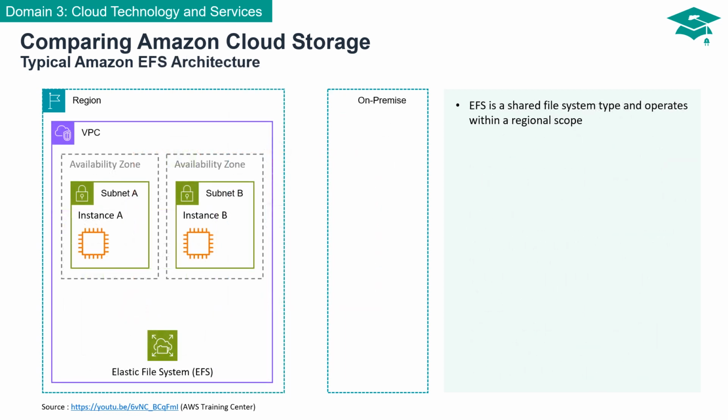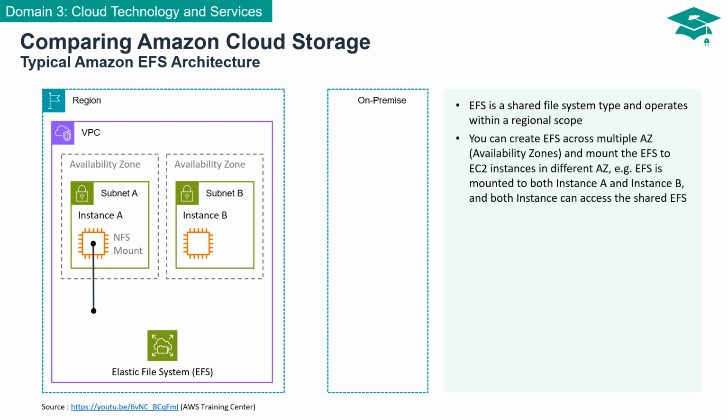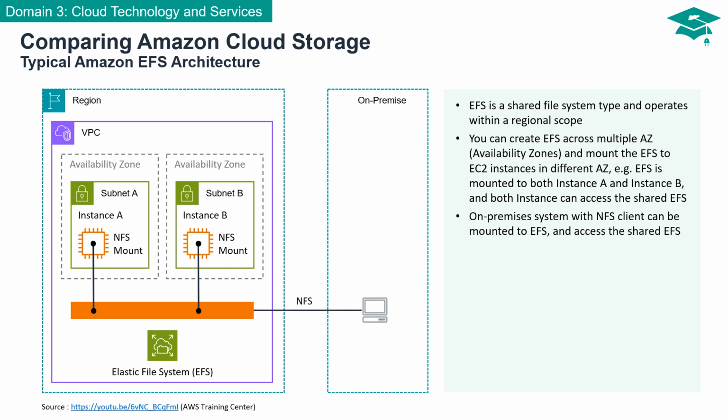EFS functions as a shared file system, similar to EBS, and operates within a regional scope. EFS allows you to create file systems that span multiple availability zones. You can then mount the EFS to EC2 instances located in different availability zones. For instance, you can mount the EFS to both Instance A and Instance B, enabling both instances to access the shared file system. EFS also supports on-premises systems with NFS clients, enabling them to mount and access the shared EFS.